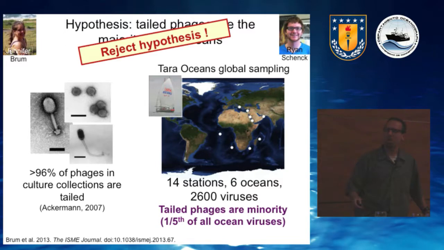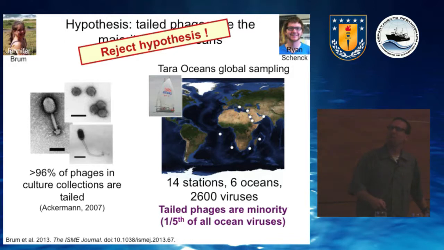We used this to test a hypothesis about what kind of viruses are out there. So the hypothesis was that tailed viruses are the majority in the oceans. And so here we've got tailed viruses. We've got a classic myovirus, which has a long contractile tail. A siphovirus, which has a long non-contractile but flexible tail. And a podovirus, which has a tiny little extensible tail. And if you look in culture collections, 96% of these viruses of bacteria, called phage, 96% of these isolated phages are tailed. So the expectation was that the ocean should be dominated by tailed viruses.